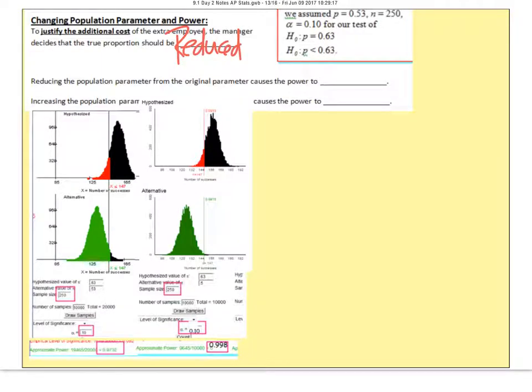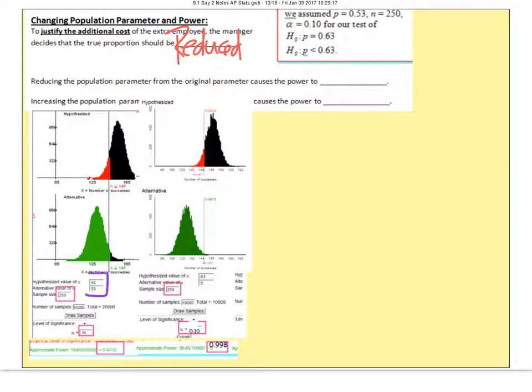Well, by reducing the true proportion, what does that do to the power? Again, here's our initial scenario right here. I'm going to show you we are at a 10% significance, sample size of 250. Here's actually a second scenario where I've reduced our proportion. So it's a brand new one, but I kept the significance at 10% and the sample size at 250. What happens to the power if I actually reduced our population parameter? Let me show you the two hypotheses first.